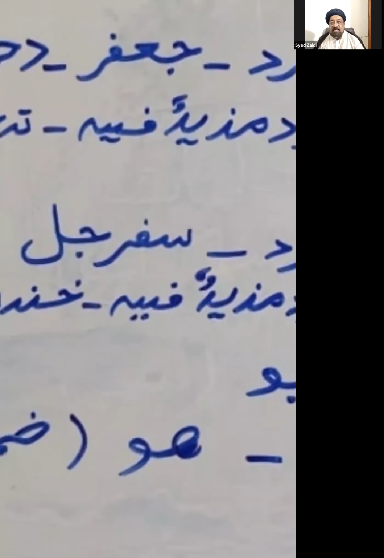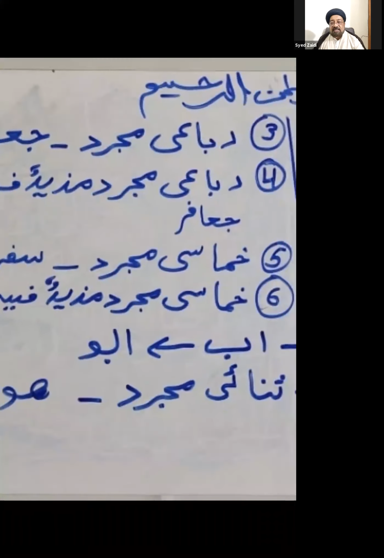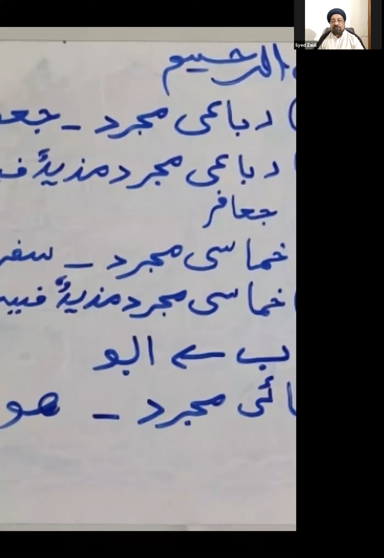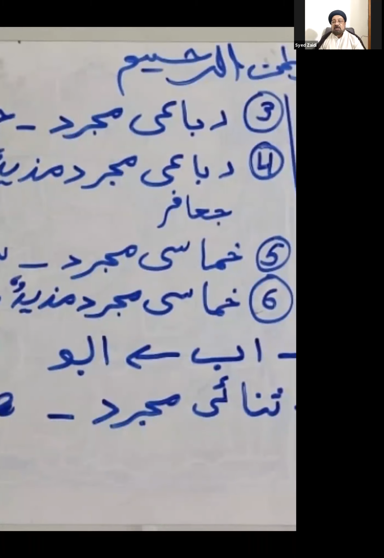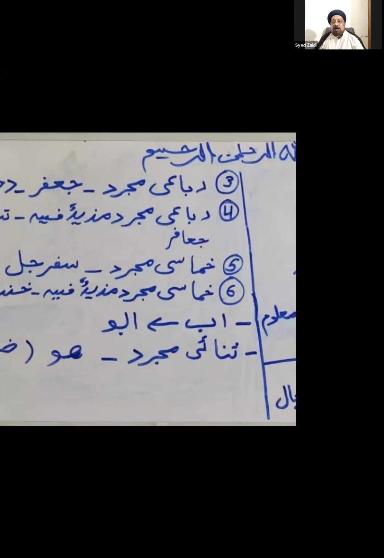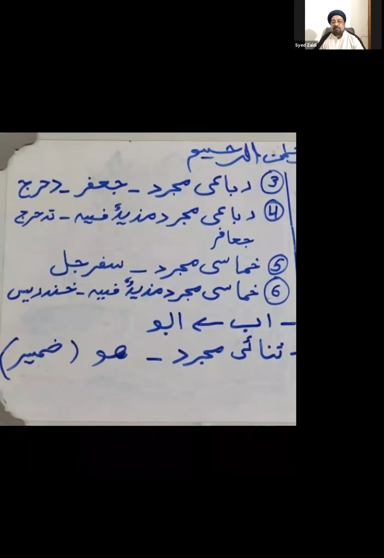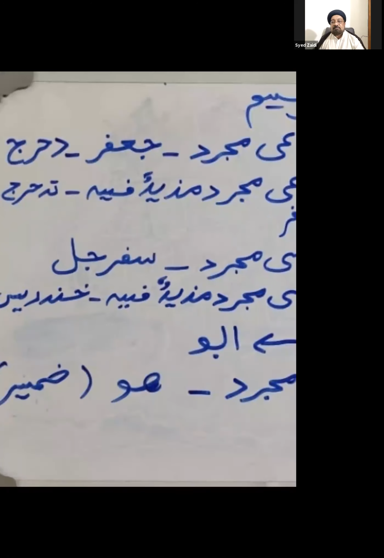Khumasi Mazidun Fi. The word that consists of 5 original letters, but also consists of extra letters in it as well. Therefore, it's called Khumasi Mujarrad Fi. And the example is Andaris.